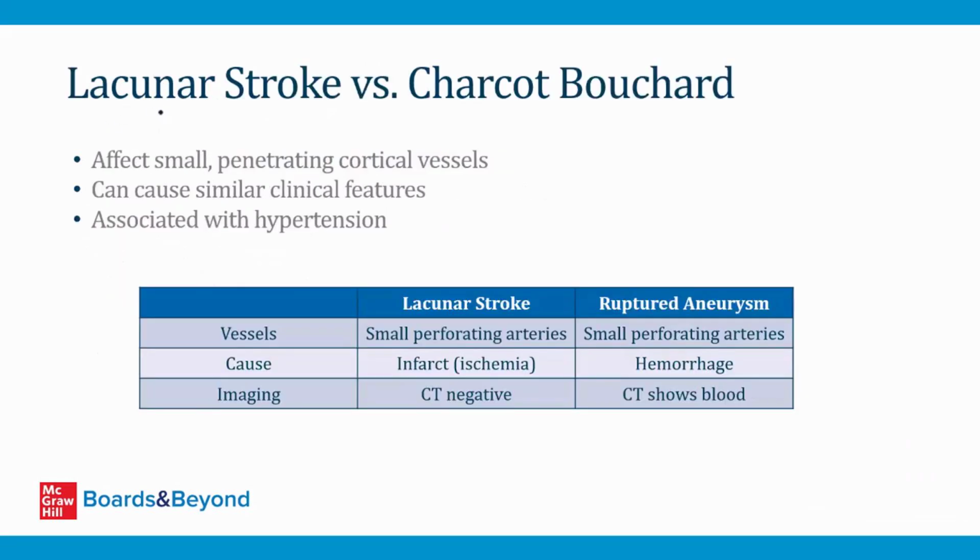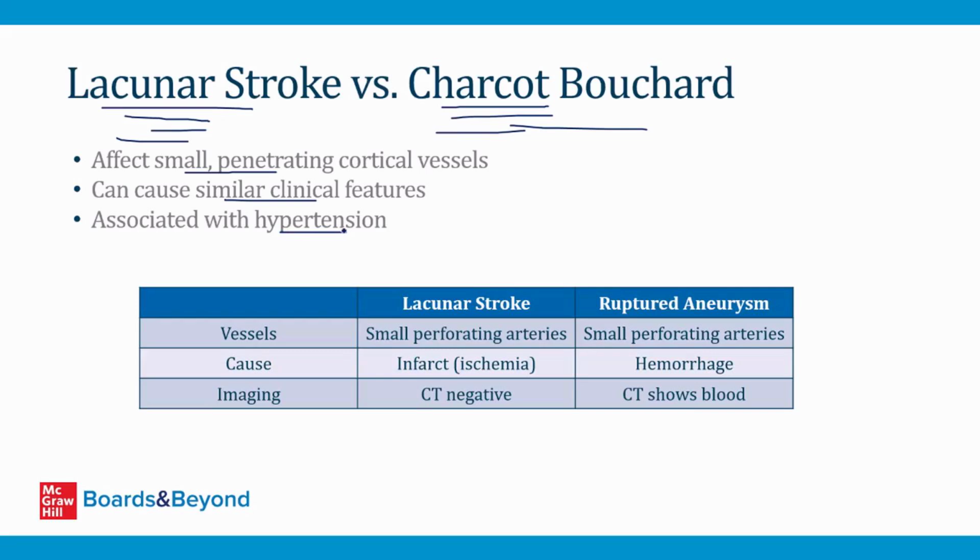And so I'll finish this video with one slide on lacunar strokes compared to rupture of a Charcot-Bouchard aneurysm. I talk about Charcot-Bouchard aneurysms in detail in the video on CNS aneurysms. But by way of review, both lacunar strokes and Charcot-Bouchard aneurysms affect the same vessels, those small penetrating cortical vessels. And when you have a lacunar stroke or rupture of a Charcot-Bouchard aneurysm, you can get similar clinical features, all those things we just talked about in the last few slides. Also, both are associated with hypertension.